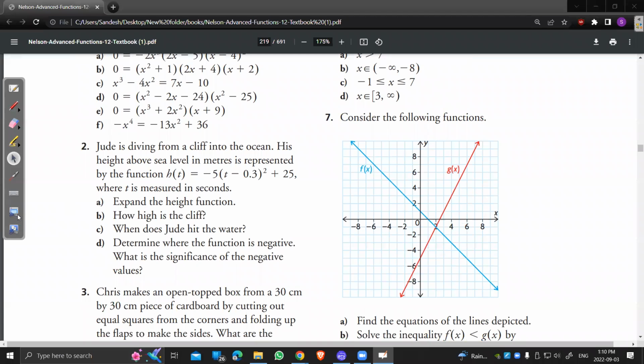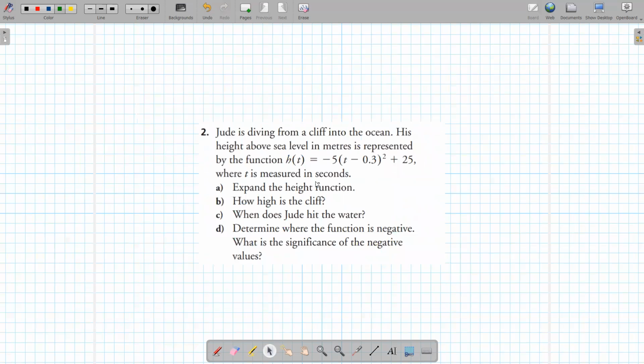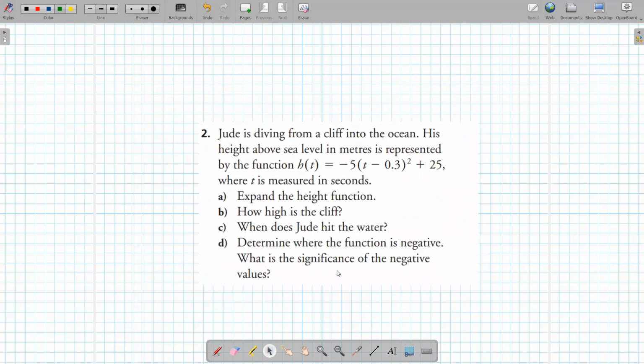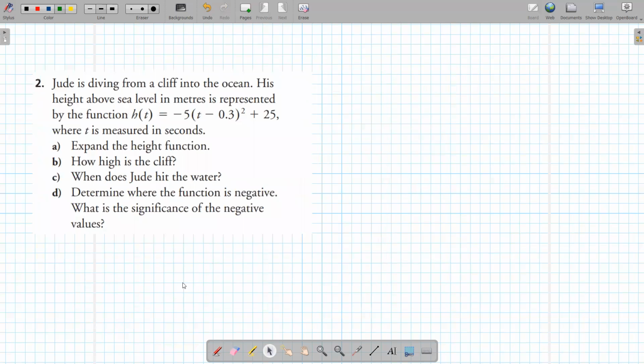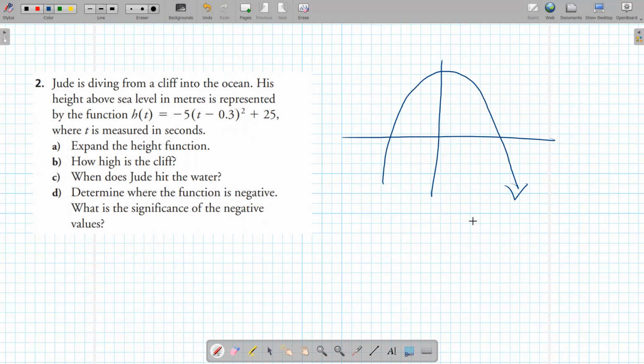Now here's a real life example of something like this. Someone's diving into the ocean, and her height is given by this function. So basically, we know this is a, what's the degree of this function? 2. Right, opening up or down? Down. So it's going to end up something like this, right? It's going to look something like this.